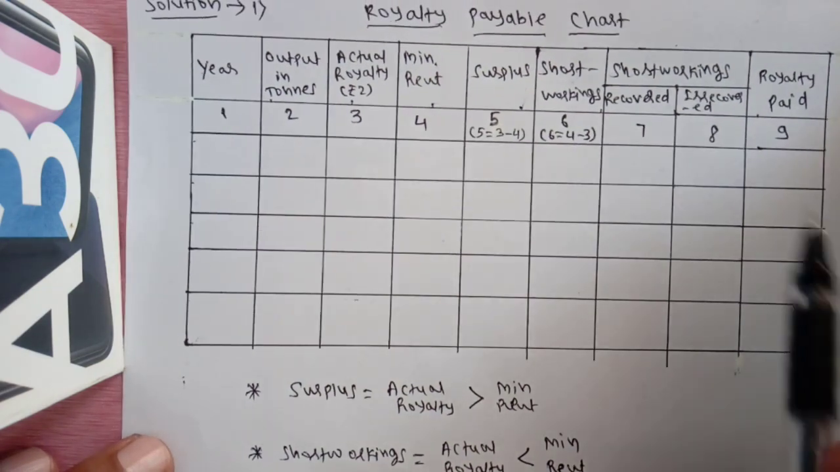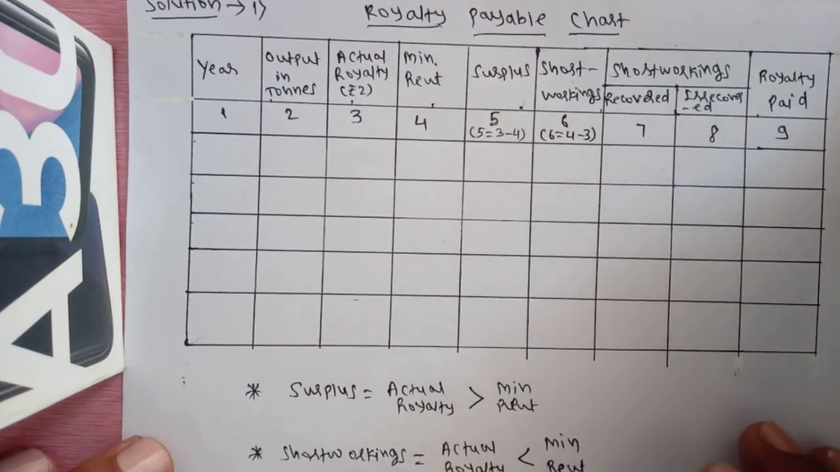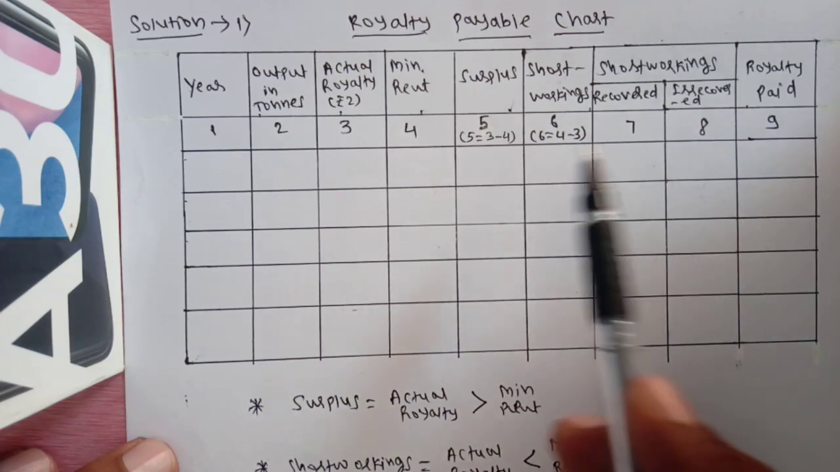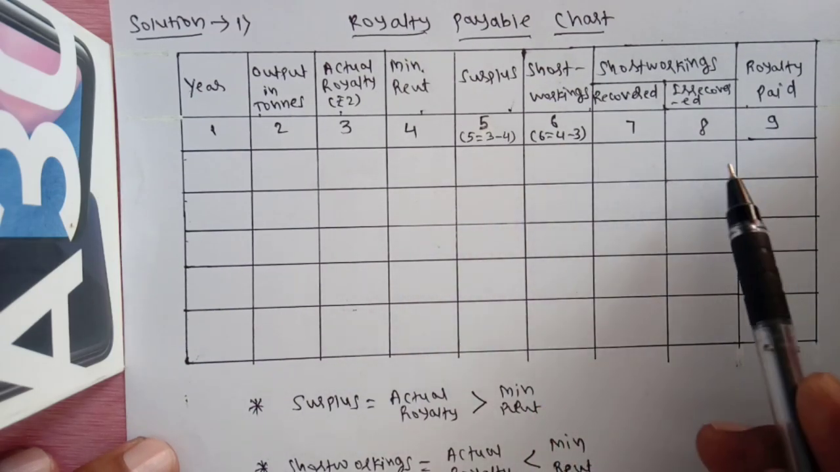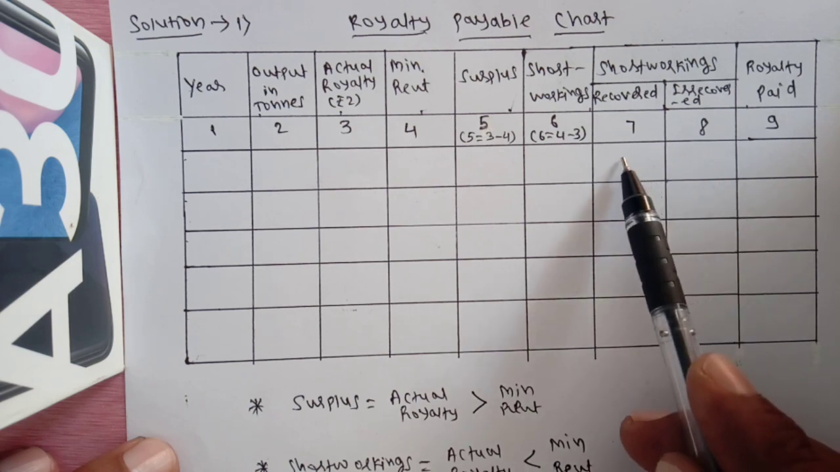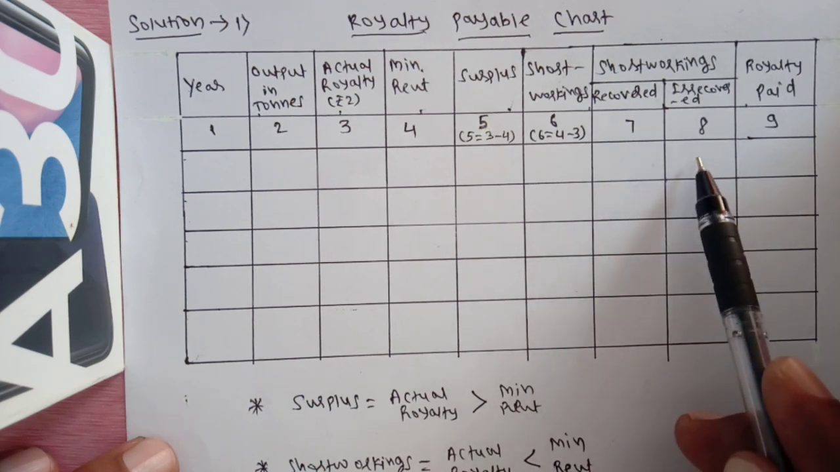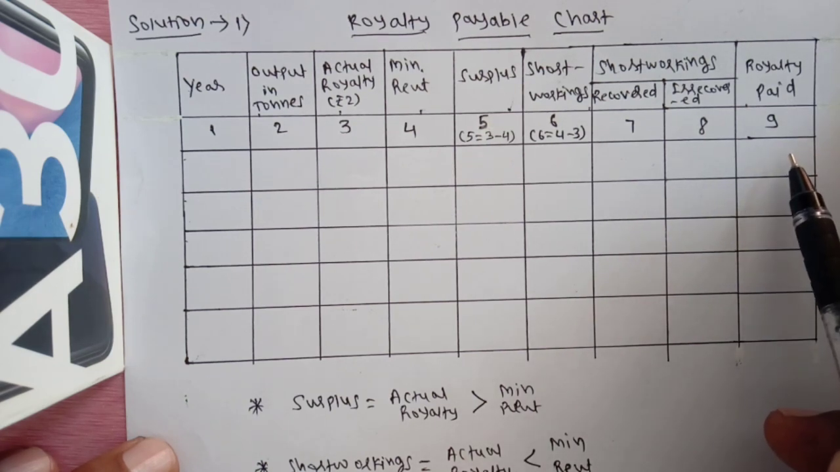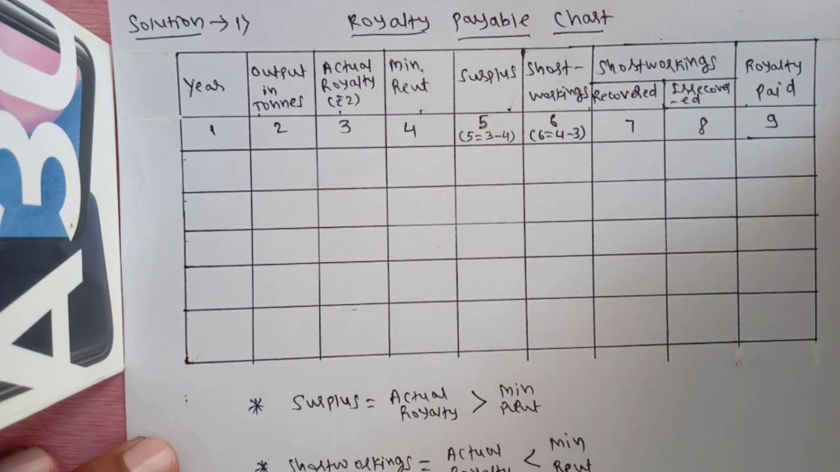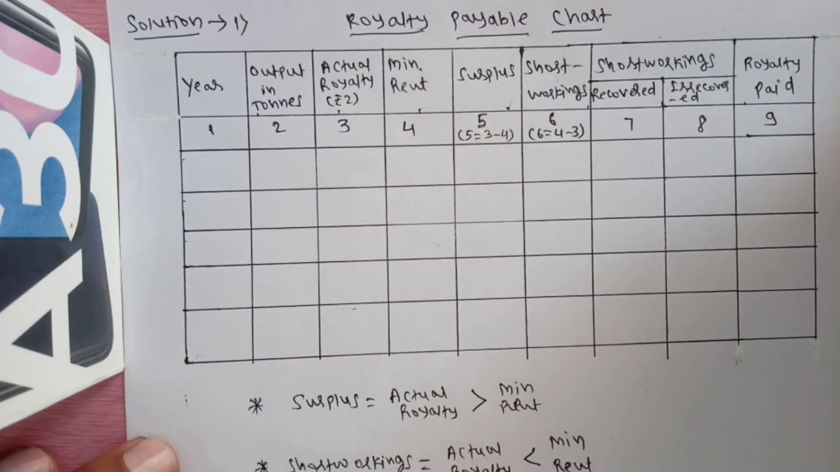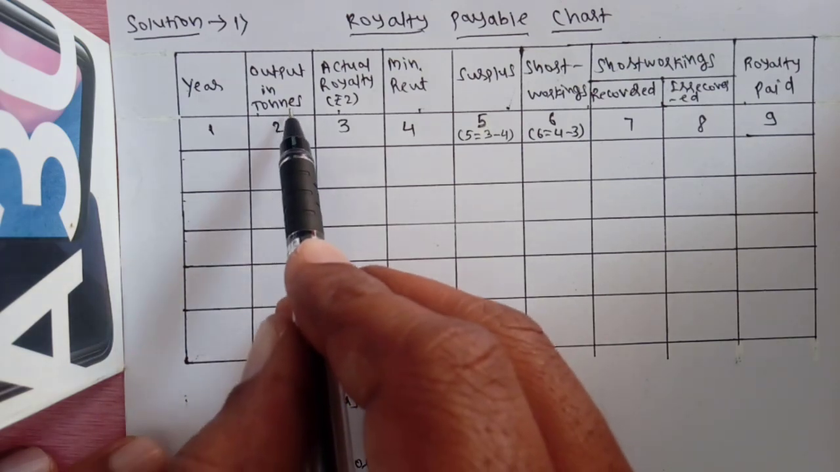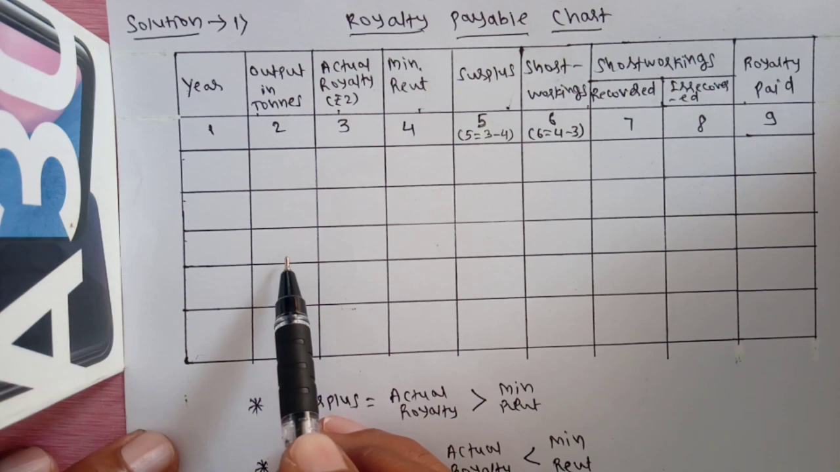Next, column numbers 7 and 8 are interrelated. Whether this short working is recovered or irrecovered. When it is recovered, it is recorded over here in column number 7, and if it is not recovered, it is recorded in column number 8. And the last column is royalty paid. So these are the 9 columns which are generally used for calculation of royalty paid, and this is called a royalty chart. Now here we have to record first the years which are given in the problem, and the output in tons which is also given in the problem.